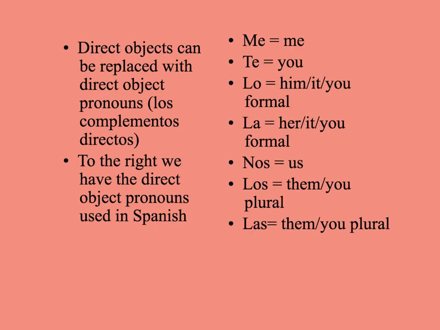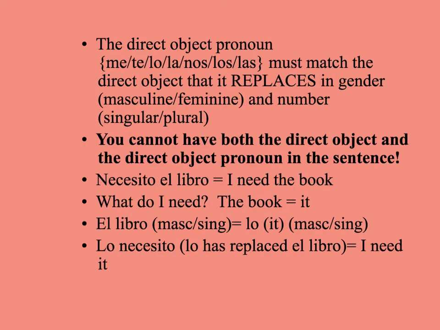All right, so here are your direct object pronouns, okay? Once you identify the direct object, if you want to take that out of the sentence and put the pronoun in, that's what we do. So me is going to mean me, te is going to mean you, lo can mean him, it, or you formal, la, her, it, you formal, nos, us, los, them, or you plural, las, them, or you plural, like you guys, you all.